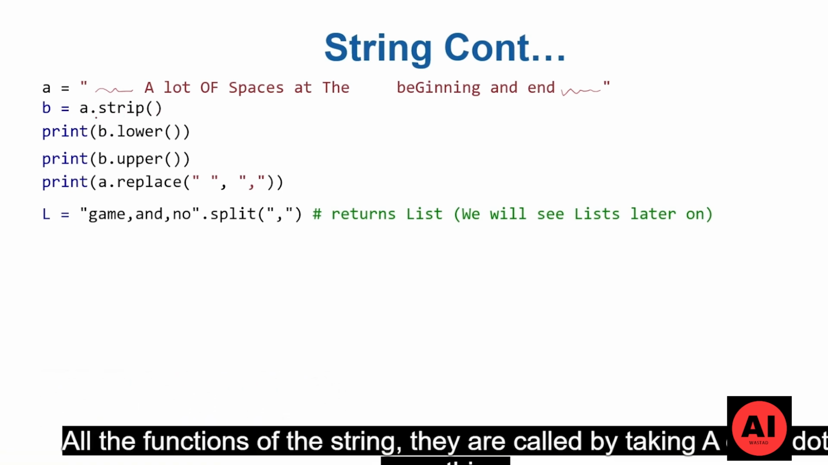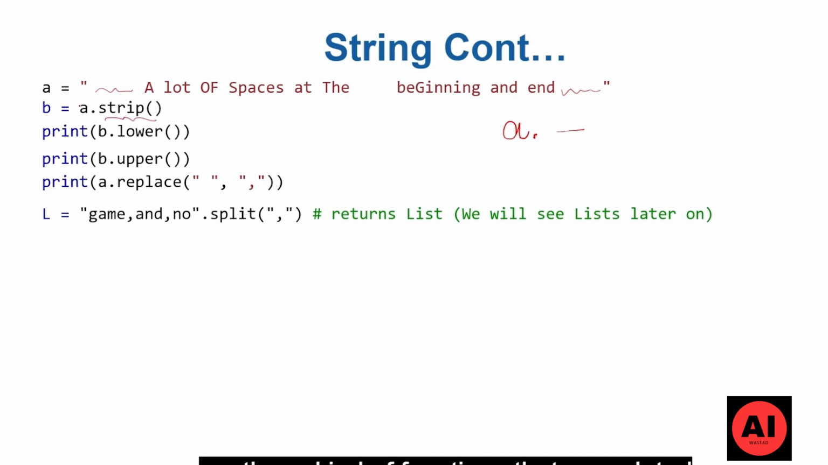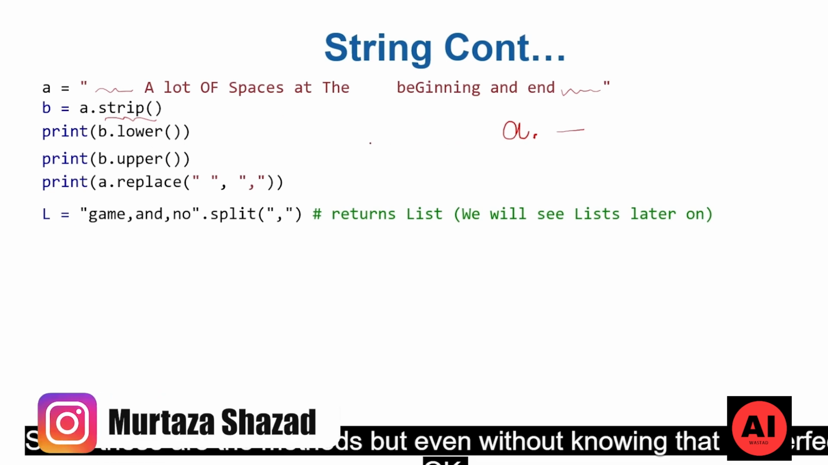All the functions of the string are called by taking a dot and something. These are called methods. You can loosely call them functions, but those kinds of functions that are related to some data structure and called with dot are sometimes called methods. The term method is more related to object-oriented programming. Actually, string is a class, so all these are methods. But even without knowing that, it's perfectly okay.